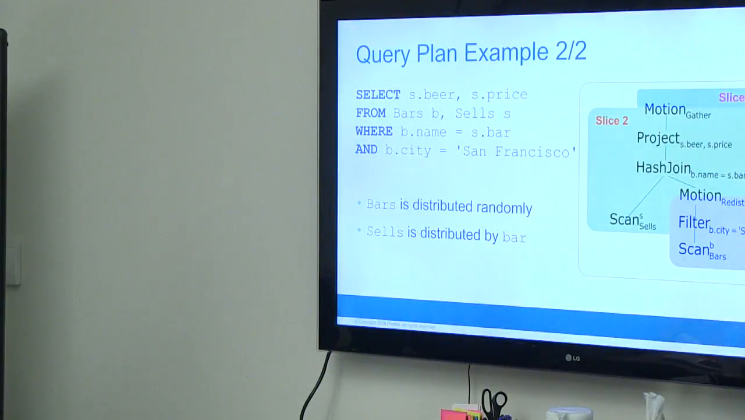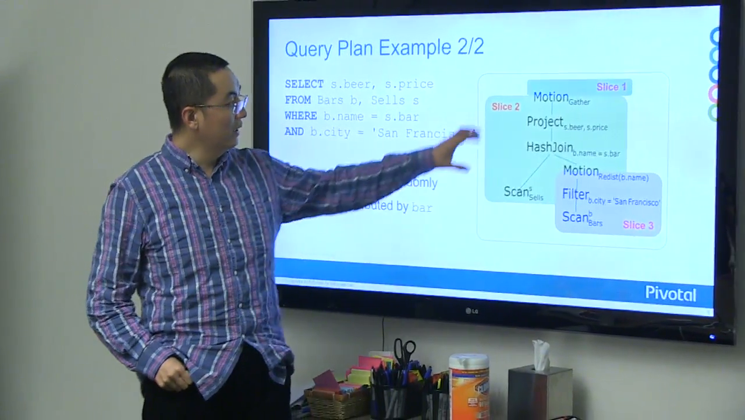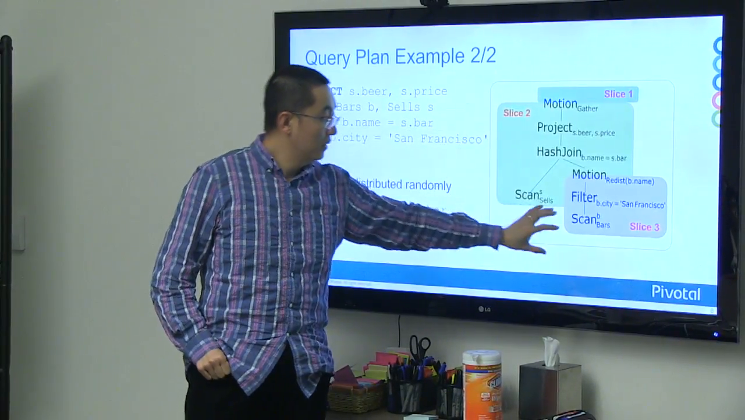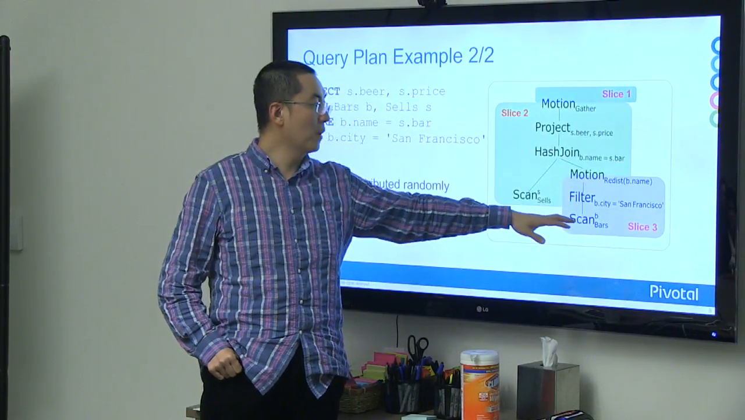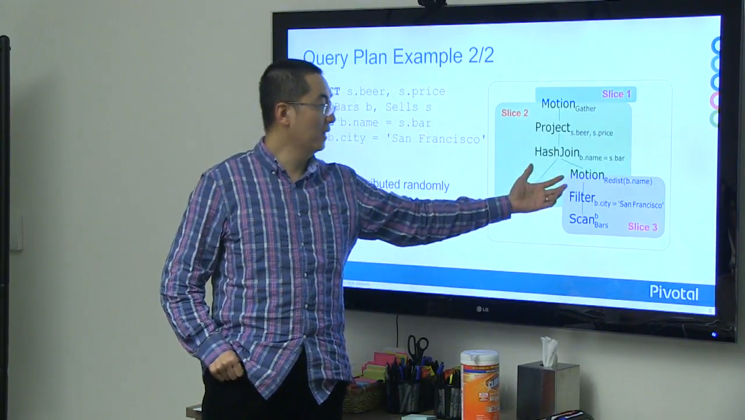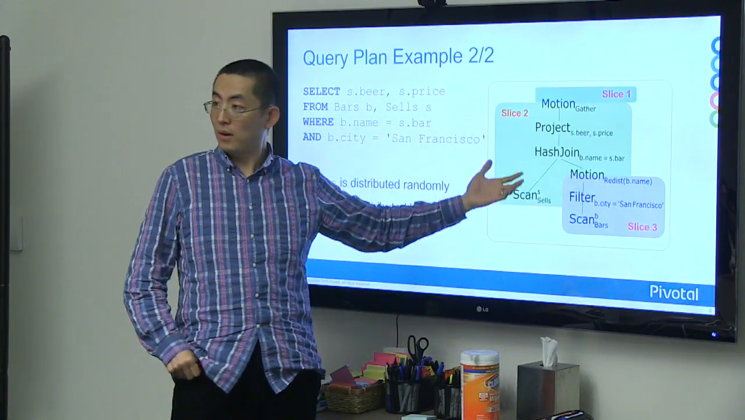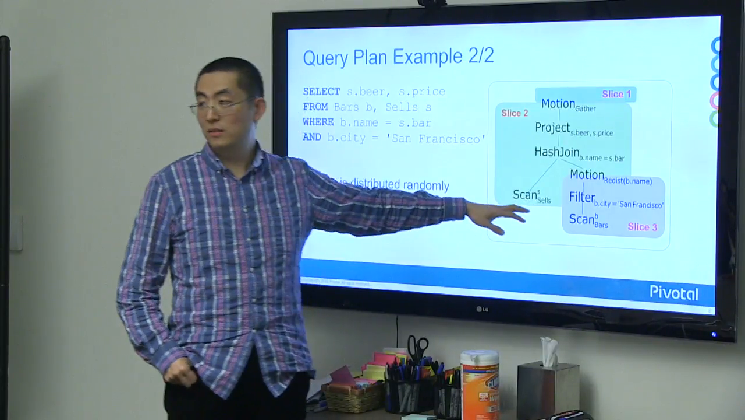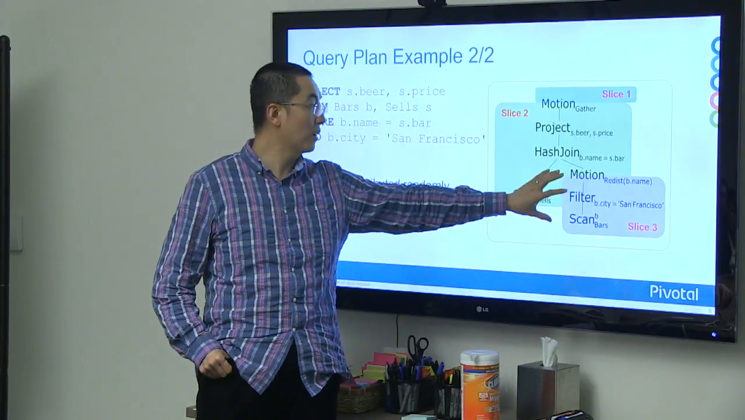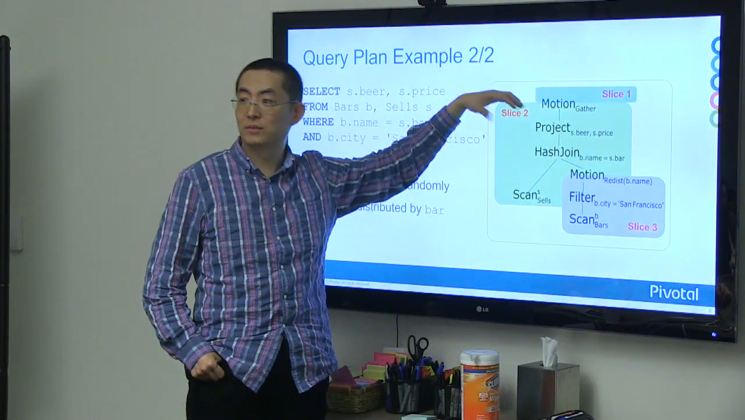When this query runs inside a Greenplum cluster, it is broken down into multiple slices. Going bottom up, slice 3 looks for all the bars and filters for the city, San Francisco. We redistribute the data on the join column, which is the name. On the other end, slice 2 runs in parallel, scanning all the sells, and then doing the hash join with the redistributed bars result, and projects it. At the end, on the master, we collect the data and return it back to the user.